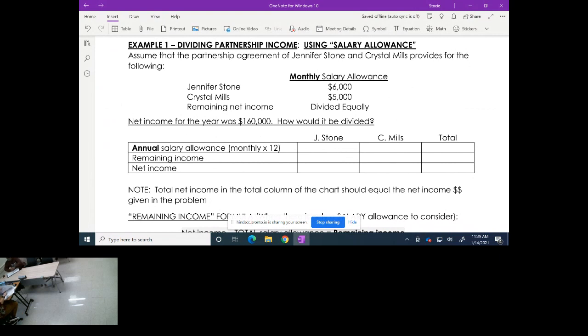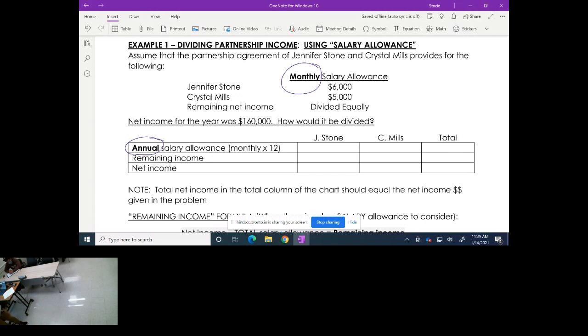So the first, it's the same two people, their salary allowance is going to be the same. So in this one, we've got Jennifer Stone and Crystal Mills. All right, so what you need to know, and I don't think your problems are going to be like this most of the time. Most of the time, they should give you annual salary. That's what you want, is annual. That's monthly. You need to use the whole year in this allocation, so we're going to have to figure out the years. But most of your homework problems, I've noticed, is annual.